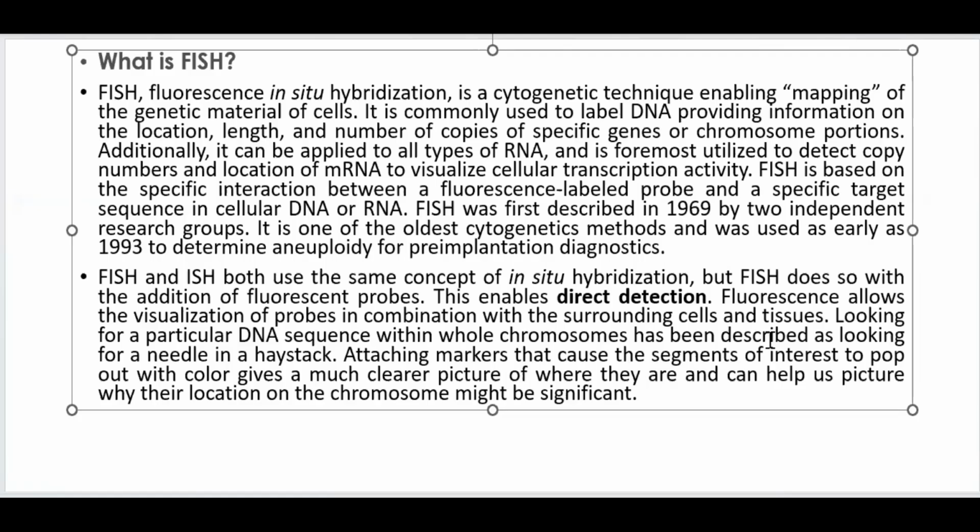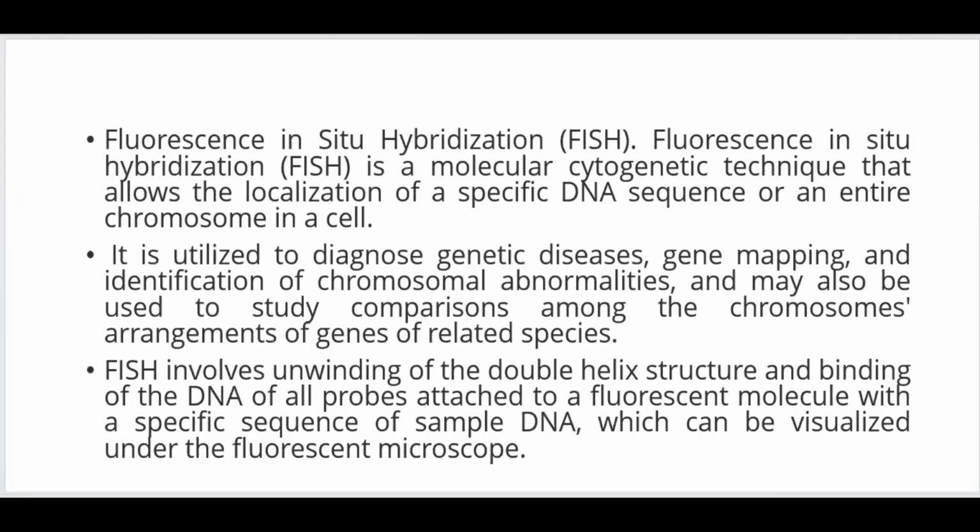So that can be very well done by attaching markers to the oligonucleotide sequence, and that will be acting as a probe, and you can very well pick up the sequence of your interest. So detection is very direct and easy. So the difference between ISH and FISH is only with reference to the fluorescence. Right. So as I said earlier, it is used to diagnose genetic diseases, gene mapping, identification of chromosomal abnormalities, and can also be used to study comparison among chromosomal arrangement of genes of related species. So it has applications in systematics also.